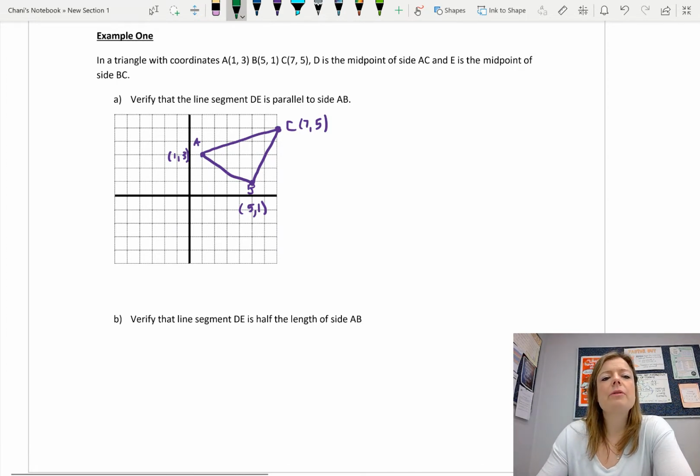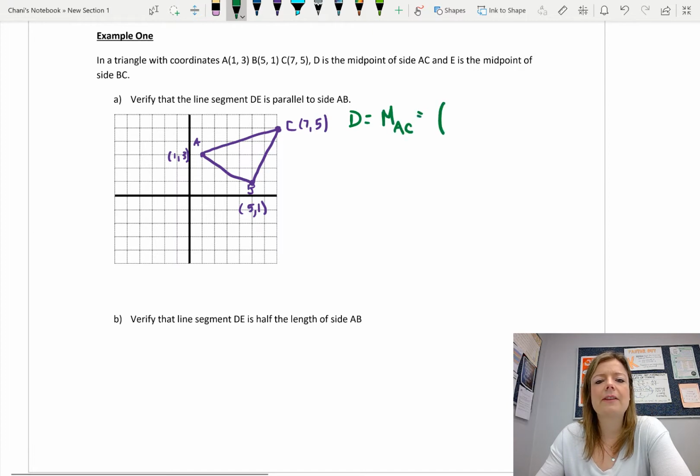So in a triangle with these coordinates, I graph them out. D is the midpoint of side AC, and E is the midpoint of side BC. So verify that the line segment DE is parallel to side AB. To find this line segment DE, first we need to find D and E. It says that D is the midpoint of AC. So we can find that.